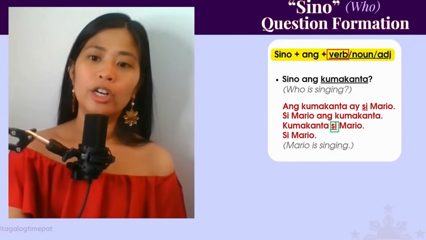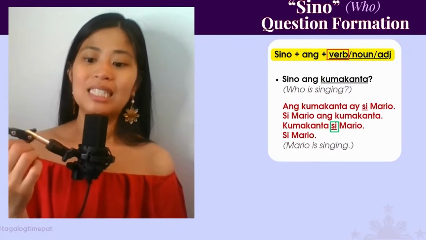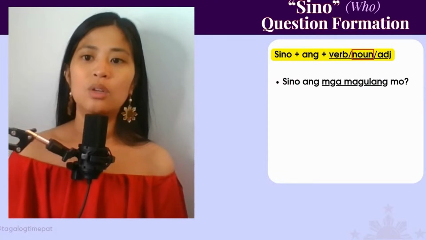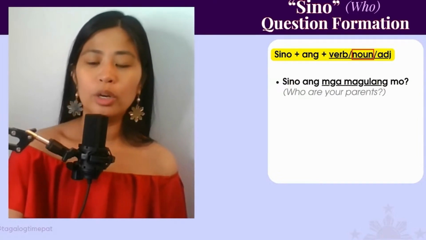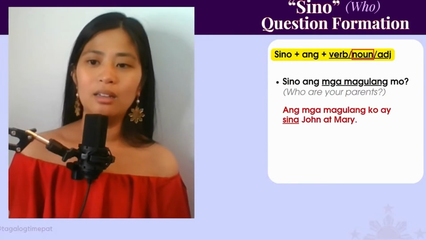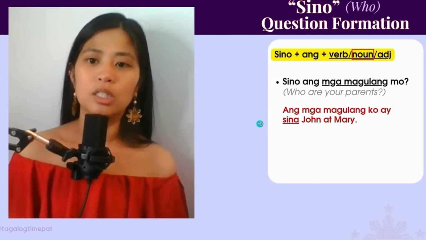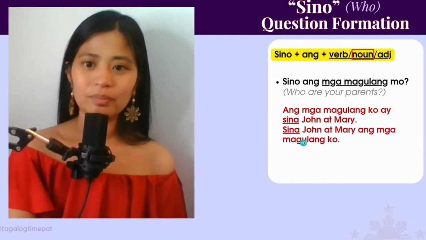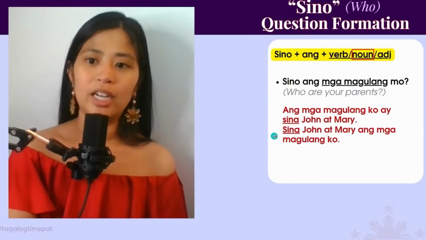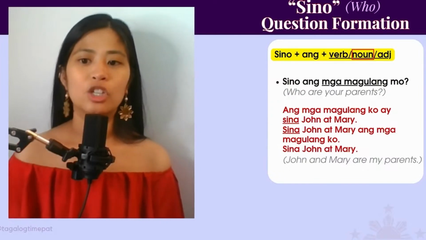And then there is the word that has to be in the answer. Si. Because we're asking about a person, your answer has to have si, or sina if it's more than one person. We'll see that. So now if you are going to fill it in with a noun, sino ang mga magulang mo? Mga magulang means parents. Sino ang mga magulang mo? Who are your parents? Ang mga magulang ko ay sina John at Mary. So that's what I was just saying. Si is for one person, sina is for more than one person. So, ang mga magulang ko ay sina John at Mary. My parents are John and Mary. Another way to say it is sina John at Mary ang mga magulang ko. Or sina John at Mary. So those are the different ways to say John and Mary are my parents.